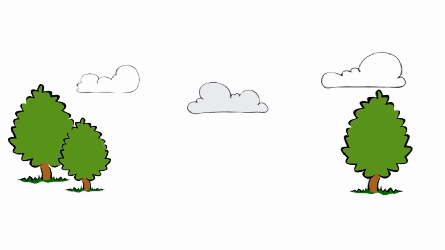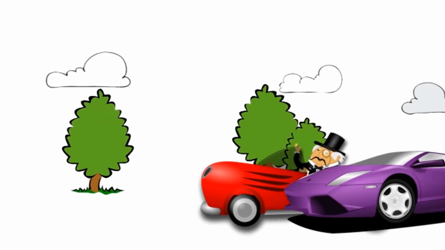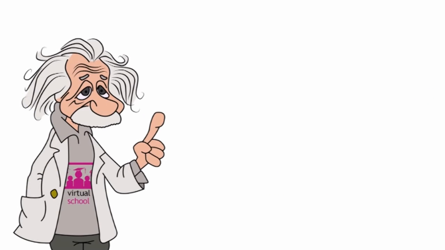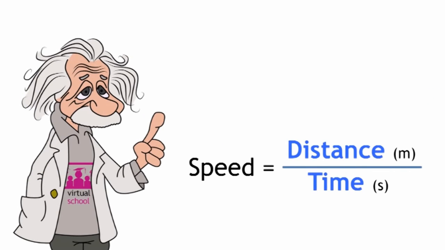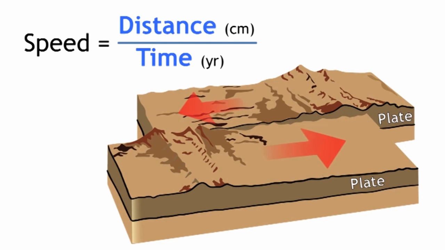Okay, so let's go back to the cars. The speeding car will be covering the same distance in less time compared to the safe motorist. Although scientists prefer meters per second, any combination of distance and time, depending on what's useful to you, would be acceptable. So for example, if we want to know how fast the tectonic plates move against each other, we could use a unit more like centimeters per year, but it'd still be acceptable.